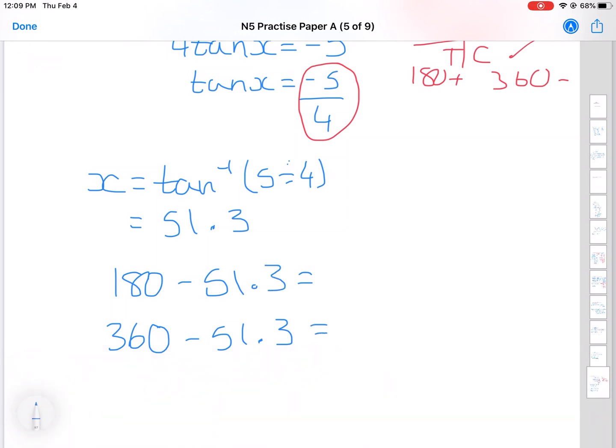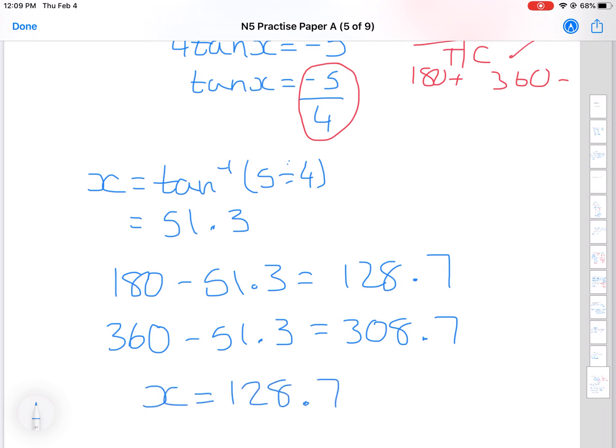Okay, and we pop these in the calculator, that will give us our two answers. So 180 minus 51.3 gives us 128.7, and 360 minus 51.3, 308.7. Okay, so our two answers, x is 128.7 degrees and 308.7 degrees.